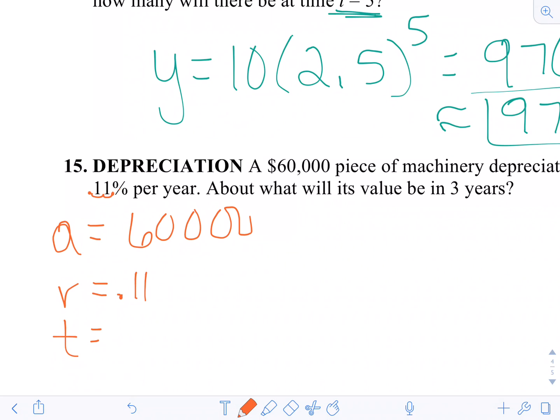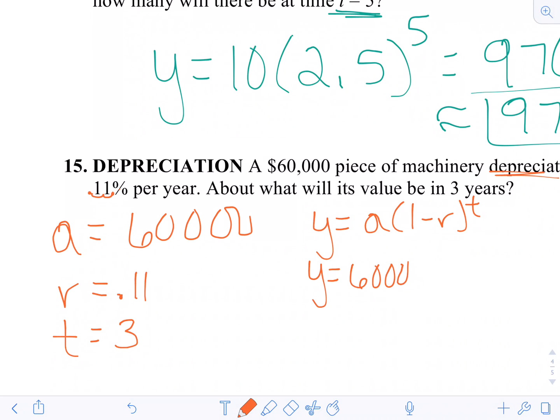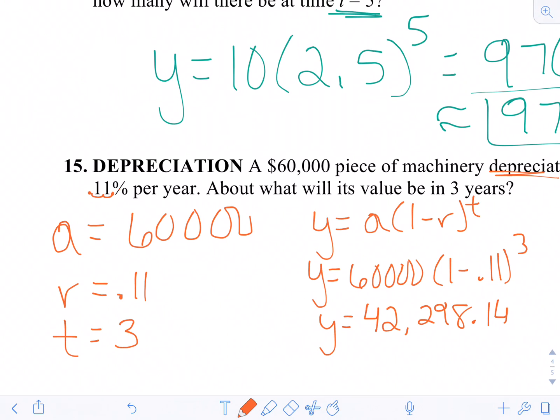Time is saying what it will be in 3 years. Because it depreciates, that means it's decreasing, so you're going to use your decay formula. Instead of a plus, we use a minus. Plug in what we know: 60,000 times 1 minus 0.11 to the power of 3. Okay, and we're going to type this in: 60,000, 1 minus 0.11 to the power of 3. And you get 42,298.50. And because we're talking about money, it's okay to have those decimals there at the end.